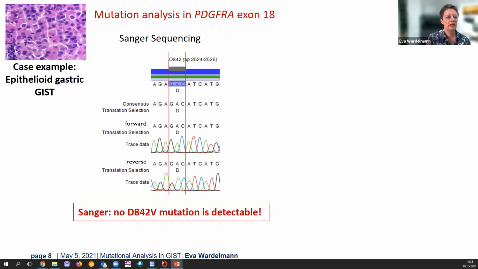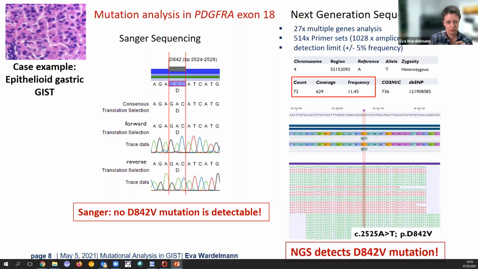Years later, the patient didn't respond well to the treatment. We repeated our analysis, but now with our novel approach with next generation sequencing. And as you can see, at a low frequency of 11.45%, we found a mutant PDGF receptor alpha exon 18 mutation leading to D842V amino acid change. And this leads to a primary resistance to the drug.